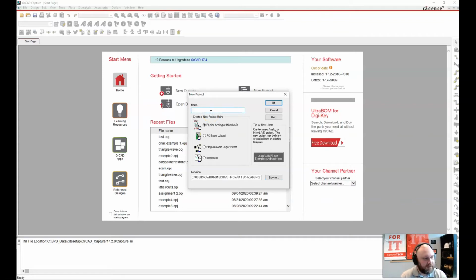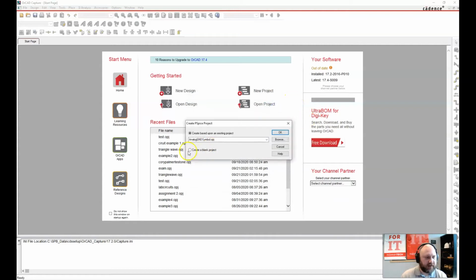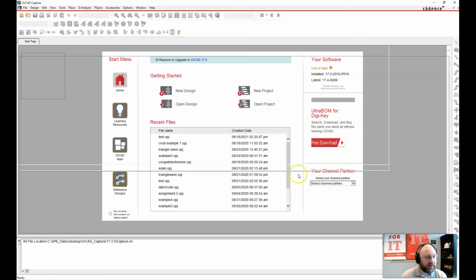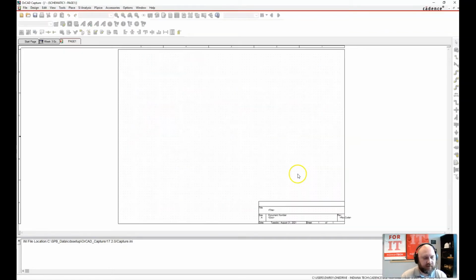So we're going to call this just week 3, example 2. I'm doing the PSpice mixed analog digital. Click OK, create blank project. Now, I'm surprised; using my computer is much faster than this. Probably have too many windows open.